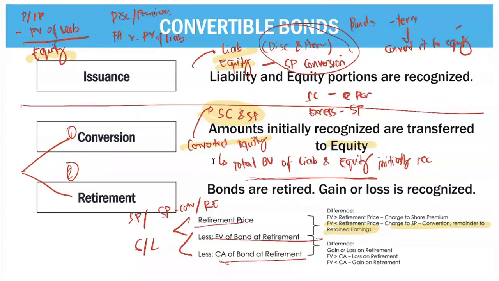Next, as for the fair value and the carrying amount of the bond, if the fair value is greater than your carrying amount, we have a loss. If the fair value is lesser than your carrying amount, we have a gain.